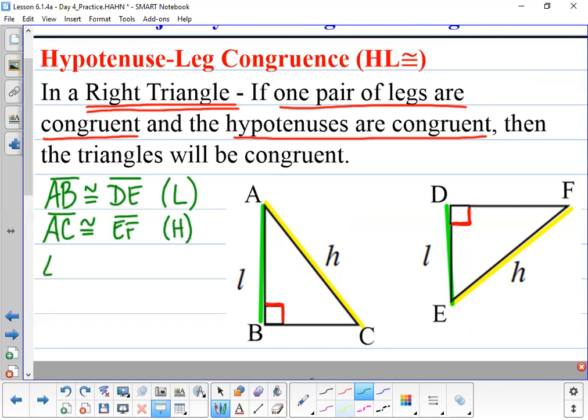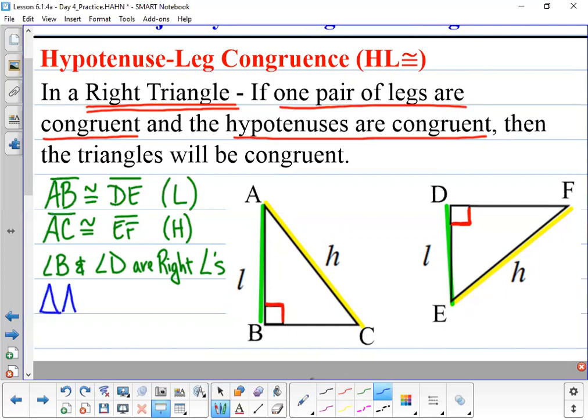And I know that angle B and angle D are right angles. That is important. You can't use hypotenuse leg unless you have a right angle in your triangle. All right, that's enough information to say these 2 triangles are congruent. So now I can write my congruence statement.